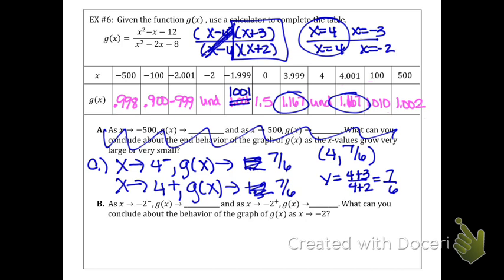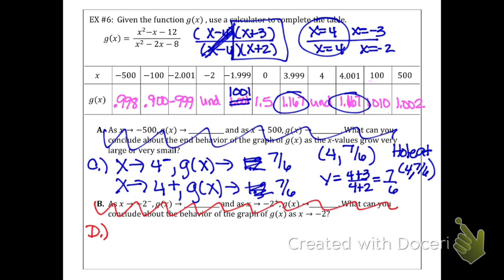All right, and so then it says, what can you conclude about the behavior of the graph as x approaches 4? We know that there is a hole at (4, 7/6) is what we can conclude. All right, moving on.